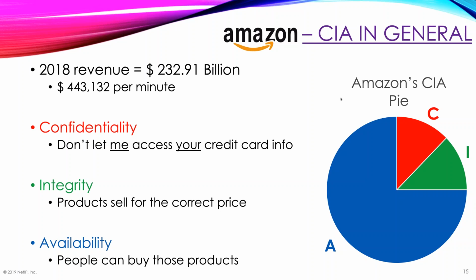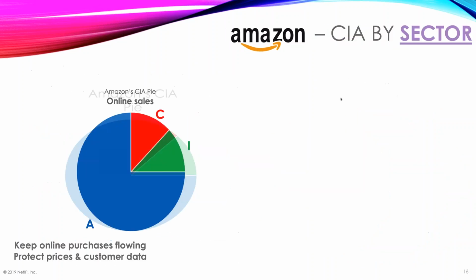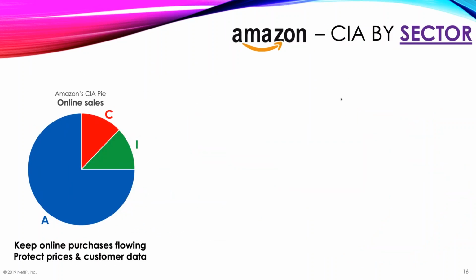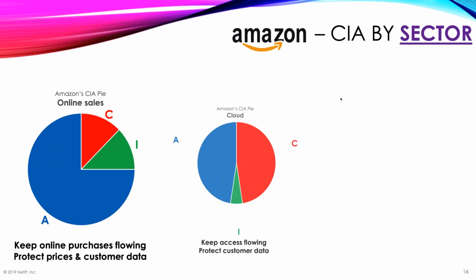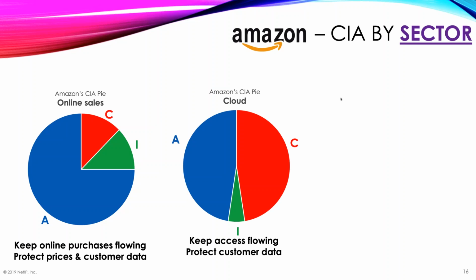we have been talking about how I would apply the confidentiality, integrity, availability prioritization at various companies in a general sense. But when we start drilling down on it a little bit, let's take the same Amazon pie chart. Again, that is specific to their online sales. Keep the online purchases flowing, protect their prices and their customer data, okay? But when we bring in their cloud, the pie chart changes pretty dramatically. With cloud, availability has got to be very important.